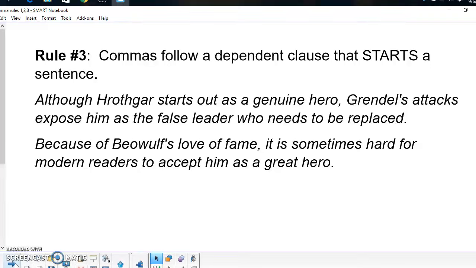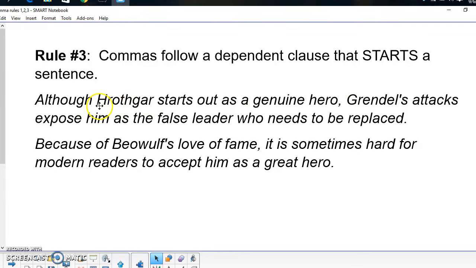Rule number 3 is kind of a complex one because you're probably in the mindset of putting commas where they don't belong. Rule number 3 is commas follow a dependent clause that starts the sentence. This is the most important thing. A dependent clause is just a clause that can't stand by itself. It's a fragment. If that fragment is the part that starts the sentence, when it's over, you put the comma in. That tells the reader, hey, the dependent clause is over and the main clause is coming.